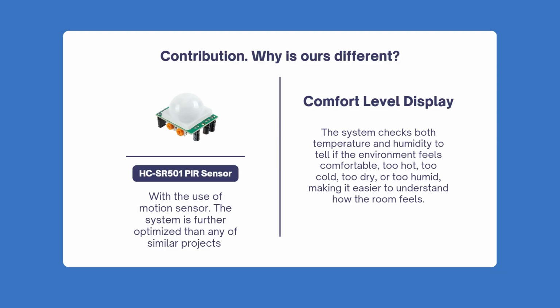Contribution: why is ours different? Okay, with the use of the motion sensor, our system is further optimized than any similar project. And also we got the comfort level display. Our system displays both temperature, humidity, and the comfort level. If the environment feels comfortable, too hot, too cold, too dry, too humid, it will make it easier to understand how the room feels.